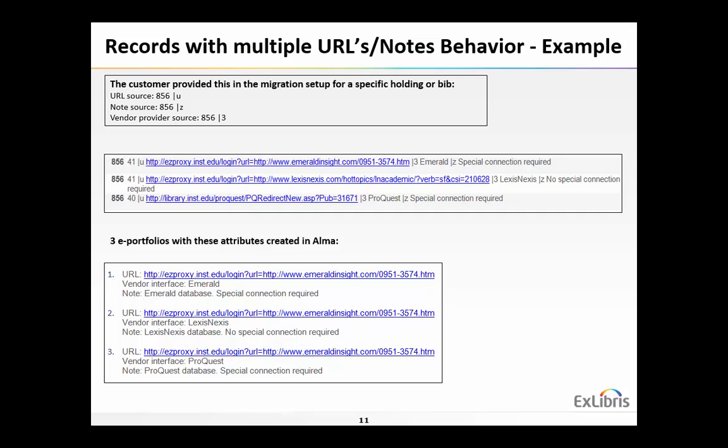As you can see in the first screenshot, there are three different URLs for this record and multiple vendor provider sources. In this case, Emerald, LexisNexis, and ProQuest, along with multiple notes. Once the migration process has been completed, three separate packages will have been created for this record in Alma, as can be seen in the screenshot at the bottom.